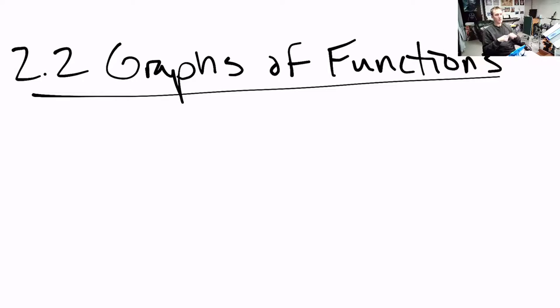This one is on the graphs of functions, and we're going to go through several kinds of functions with specific examples of specific families of functions. We're going to look at linear functions, power functions, polynomials, root functions, reciprocal functions, some absolute values, and some greatest integer functions. And we're going to plot lots of these things using functional notation instead of the usual x, y notation that we've been using so far.